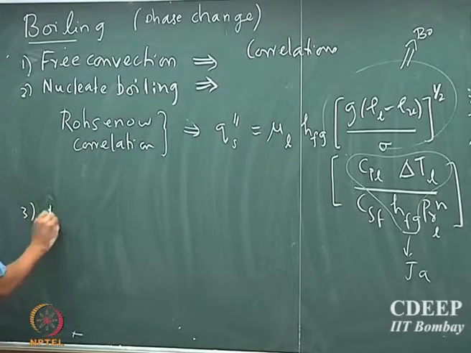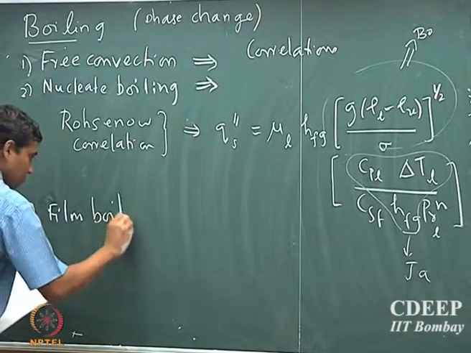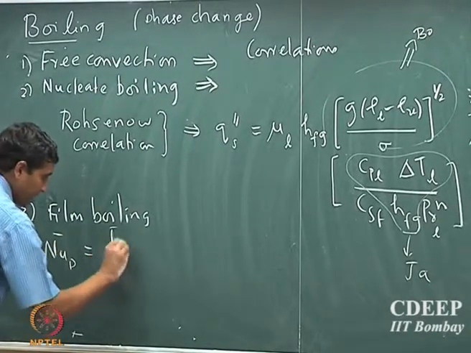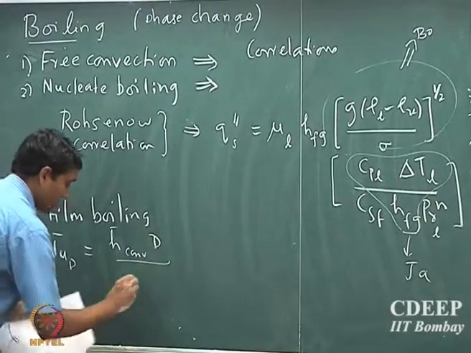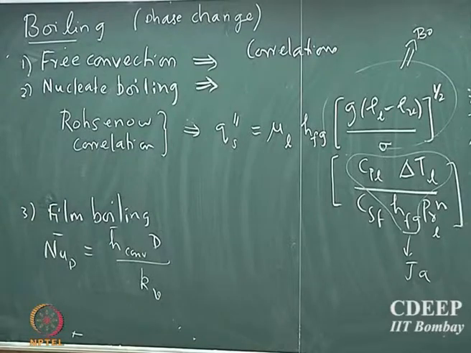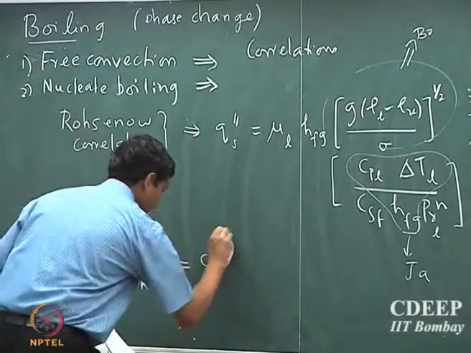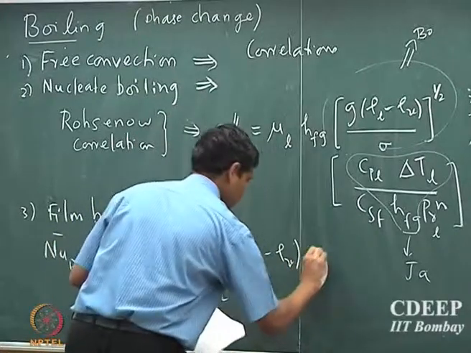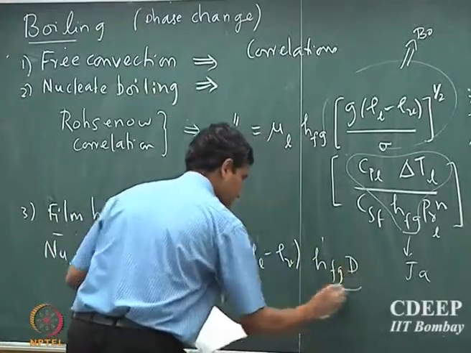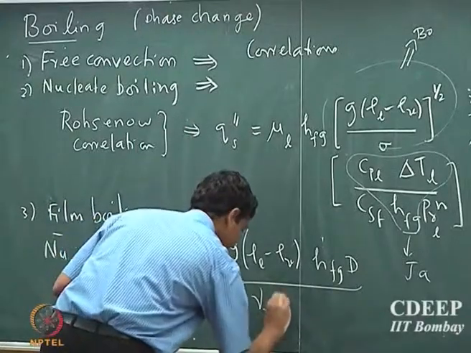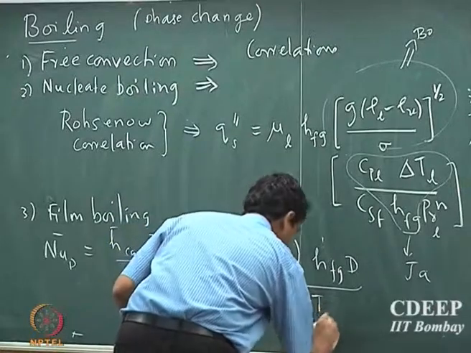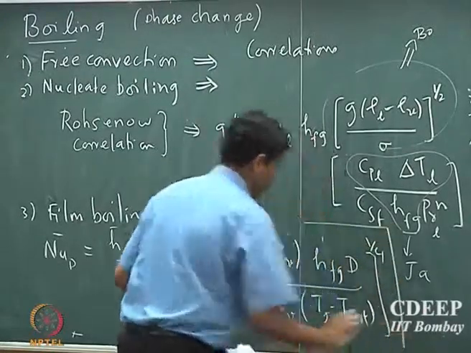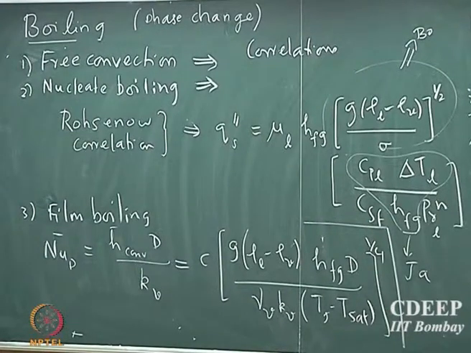Alright, so in the film boiling case, the Nusselt number, assuming that it's a cylindrical beaker, is given by C into g rho L rho V, g, mu V, Tsat, to the power of 1 by 4. So that's the correlation for the Nusselt number in the film boiling case.